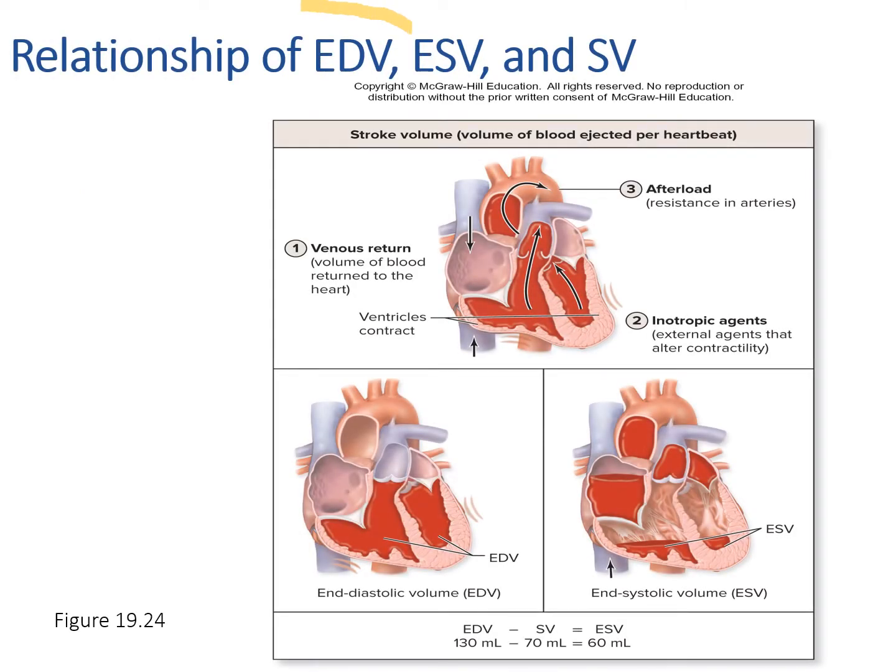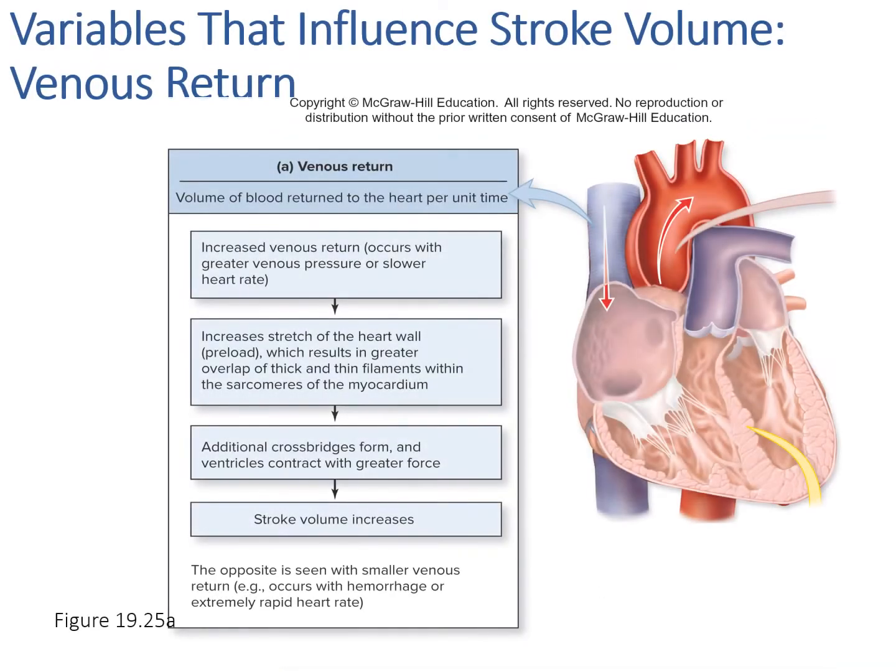End diastolic volume is the amount of blood we have in our ventricle right before it empties. After it empties, it's called end systolic volume. So the amount of blood that gets pushed out every time it squeezes is stroke volume. Stroke volume can increase or decrease. Venous return, more blood flowing into it, seems to stretch it more and makes it work better for some reason. Probably because additional cross bridges form and the ventricles simply contract with greater force.